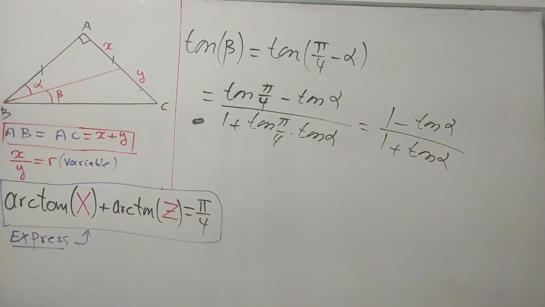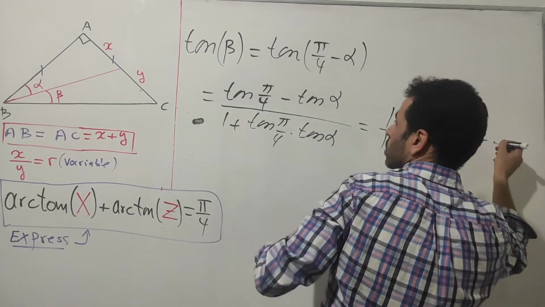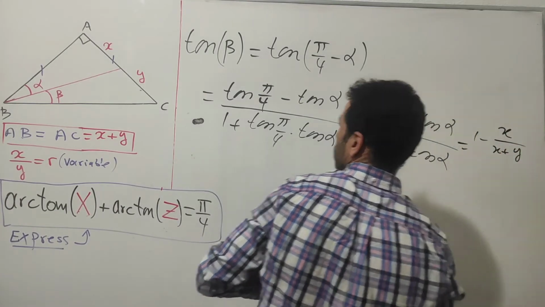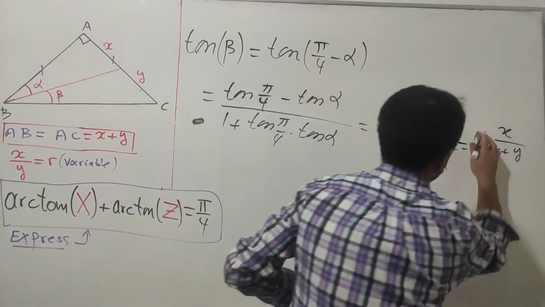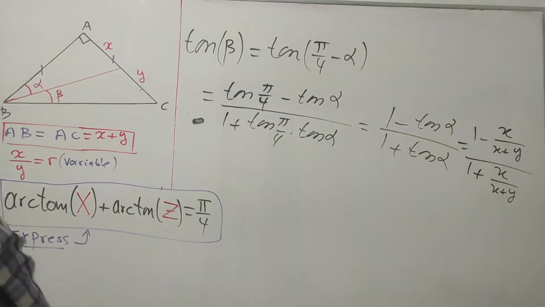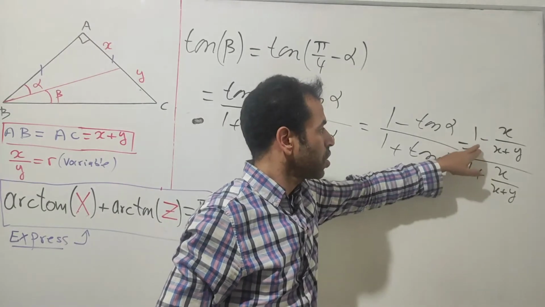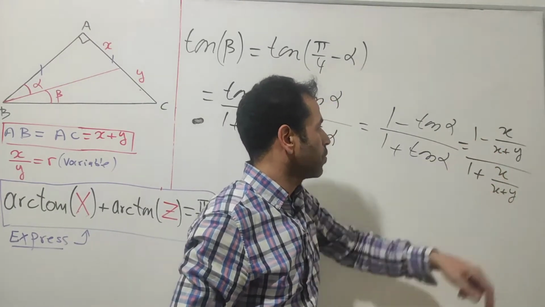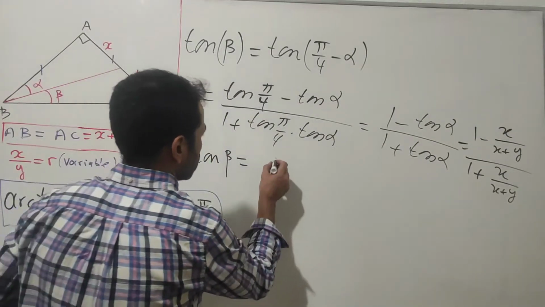Now we need to calculate tangent alpha. Tangent alpha equals the opposite divided by the adjacent. By replacing this right away, I get 1 minus x over x plus y, because this distance is the sum of these portions, x plus y, all over 1 plus x over x plus y. By simplifying this expression, I get x plus y minus x in the numerator. I cancel out x, so I will be left with y. So tangent of beta, I get y here.